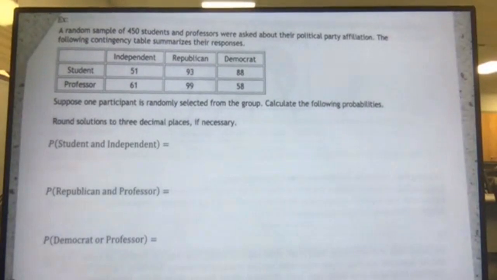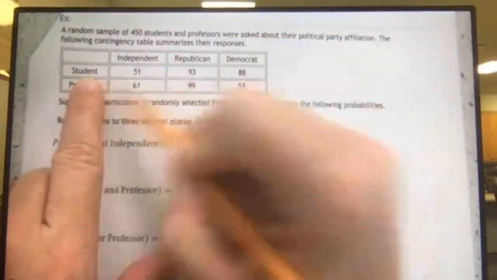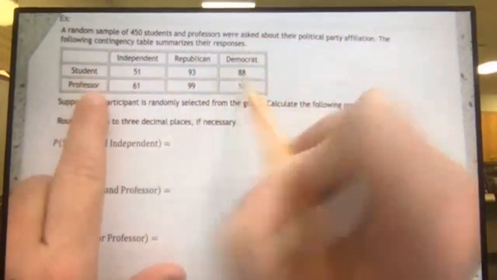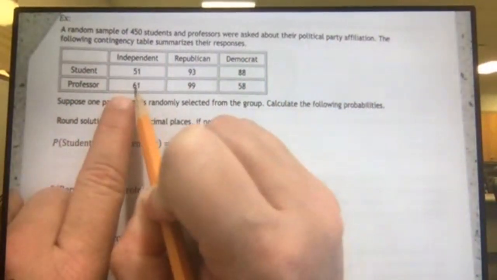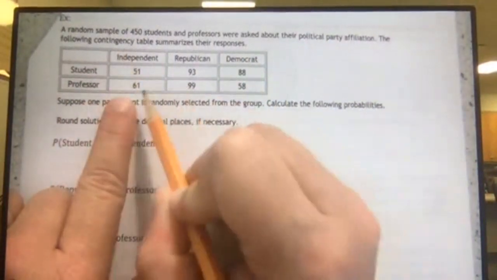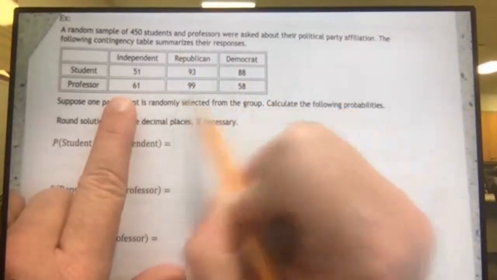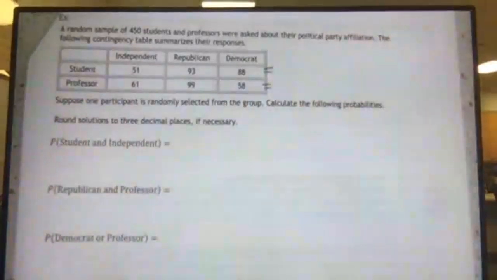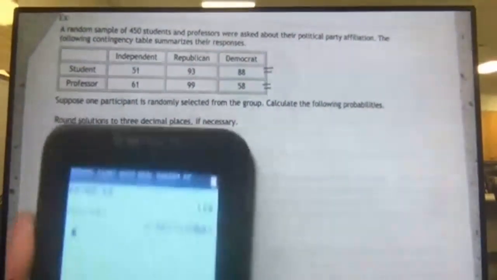So a random sample of 450 students and professors were asked about their political party affiliation. The following contingency table summarizes their responses. 51 students were independent, 93 students were Republican, 88 students were Democrats. Same thing down here, this is professors. 61 professors were independent, 99 professors were Republicans, 58 professors were Democrats. It's the same contingency table, but now we have 3 options up top and 2 on the bottom.